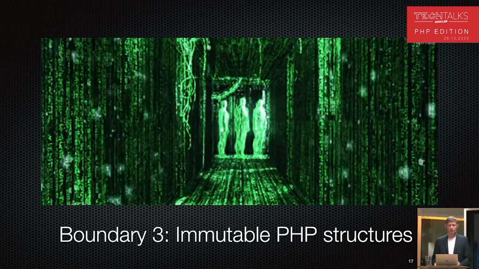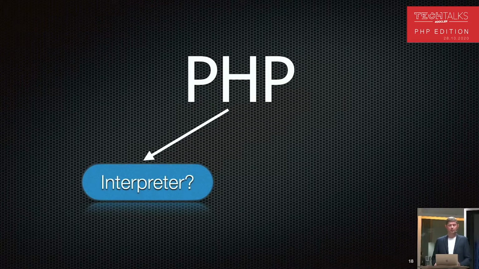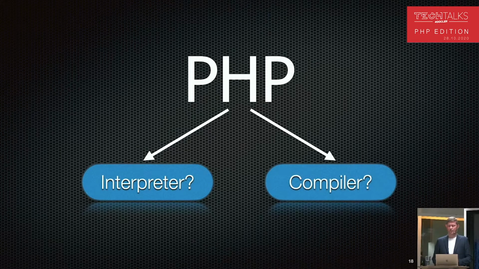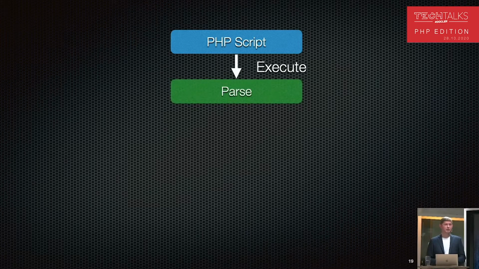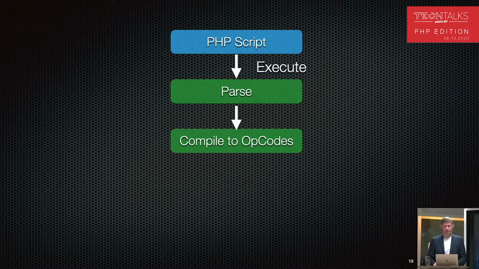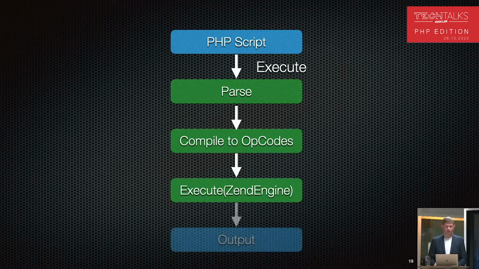One more boundary is immutable PHP structures. As you know, PHP is a kind of interpreter, but at the same time, it can be a compiler. A really interesting fact is that PHP is both of them, and during interpretation of our script, it behaves like an interpreter. So when we are trying to execute code, PHP first parses our PHP source file, then compiles it, and only then executes it on the virtual machine, the Zend engine. And only after that we will receive an output.